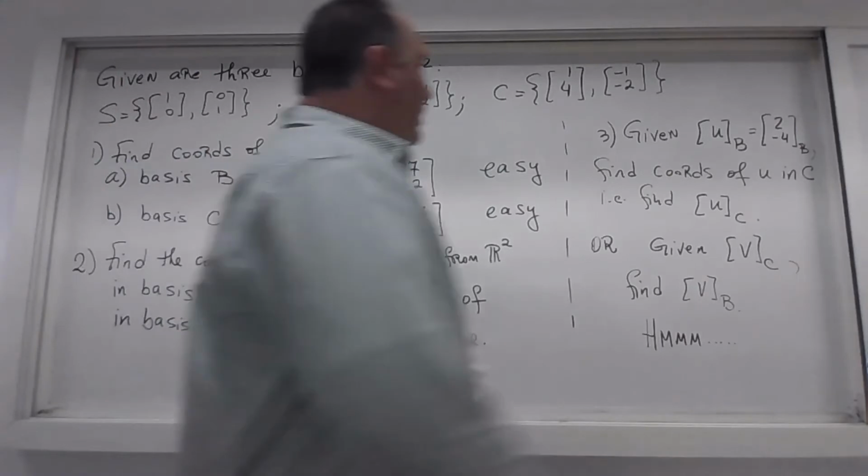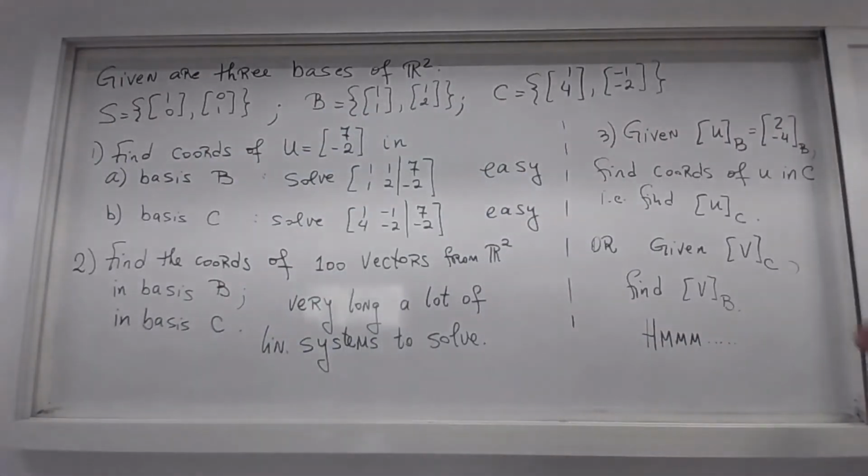But I can complicate things even more. I can tell you, hey, I give you coordinates of a vector u in basis B. These are the coordinates. Find me coordinates of the vector u in basis C. I could do the other way around. I can give you coordinates of a vector in basis C and tell you, find me coordinates of the same vector in basis B. Well, that's a little bit more involved.